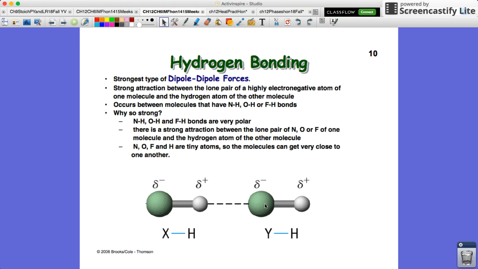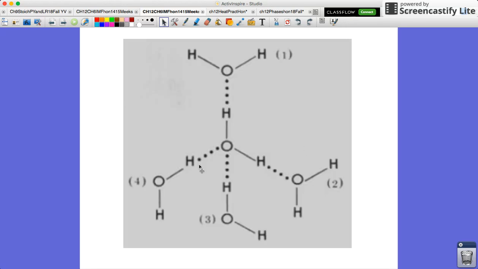We have a partially negative atom, let's say this is fluorine in this case, and this is hydrogen. It would interact with the nearby molecule's partially positive hydrogen. So super duper dipole-dipole, that's what hydrogen bonding is. And you can see that in a sample of water, the water molecules would arrange themselves where you have partial negative regions attracted to partial positive regions, and that all holds it together really strongly and contributes to a lot of the phenomena we observe about water that we'll talk about in the next video.